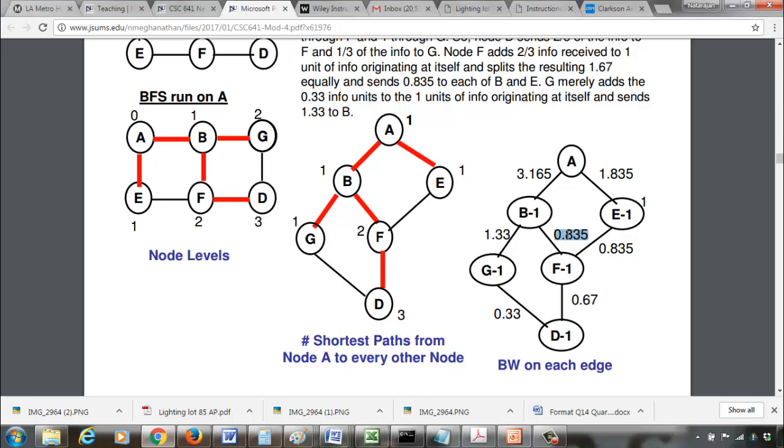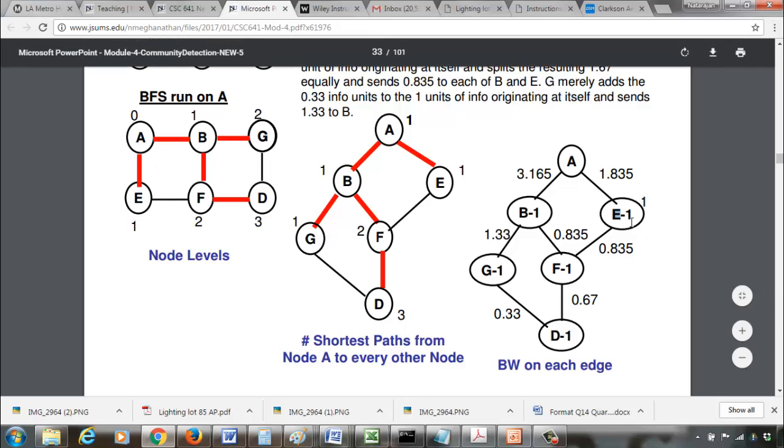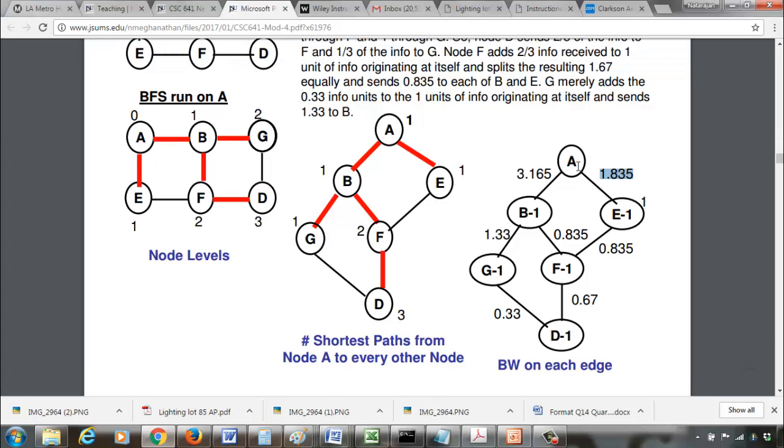So B gets 0.835 from F and 1.33 from G. It adds them, which is 2.165, and adds its own 1 unit of flow, which is 3.165, and sends that to its predecessor, which is A. Similarly, E combines the 0.835 units that it gets from F. F is the only descendant of E, so it gets 0.835 plus its own 1 unit of flow, and sends 1.835 units of flow to A. So A gets 3.165 units of flow from B and 1.835 units from E. That is the flow on this BFS tree rooted at A.